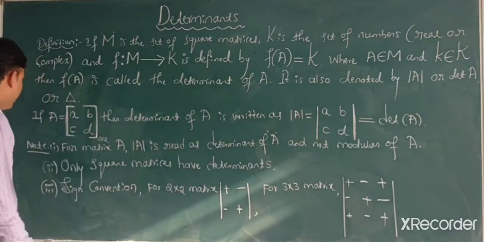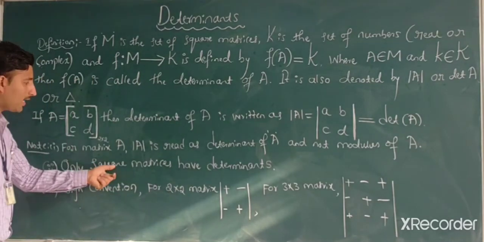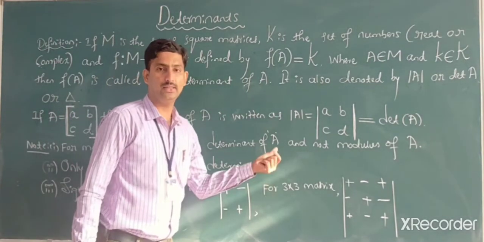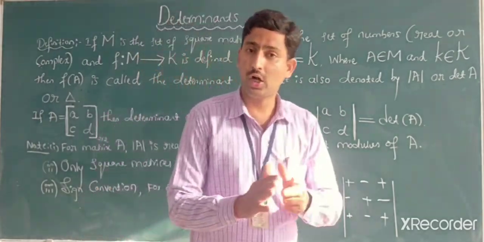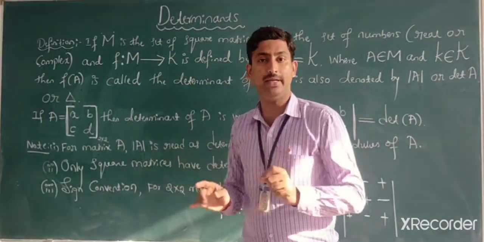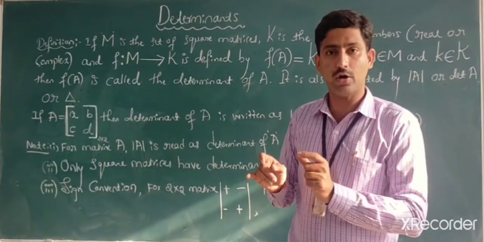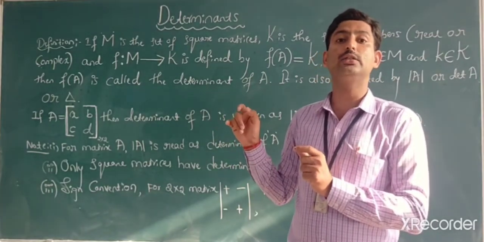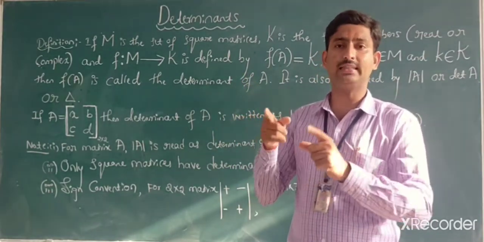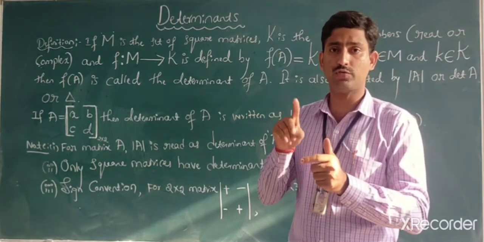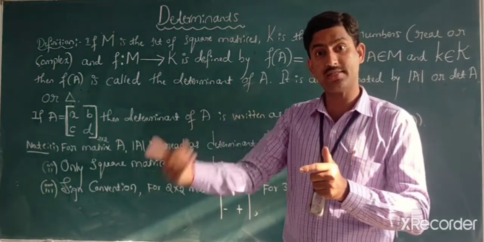After that, the second note says that only square matrices have determinants. Not all matrices will obey the rules of determinants. Only matrices which are square have determinants. Square means 2 cross 2, 3 cross 3, 4 cross 4, n cross n or m cross m.